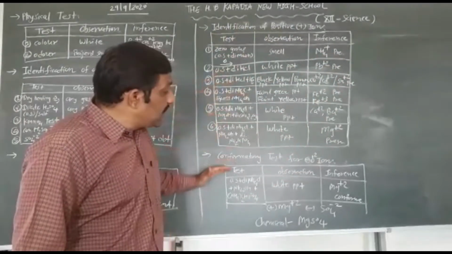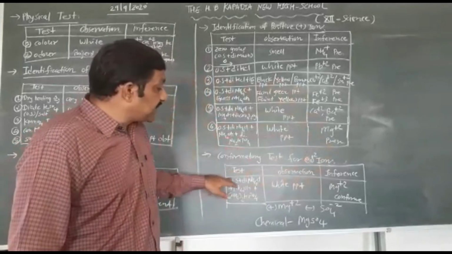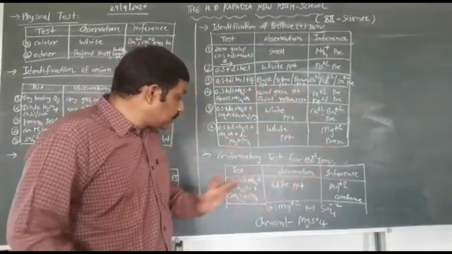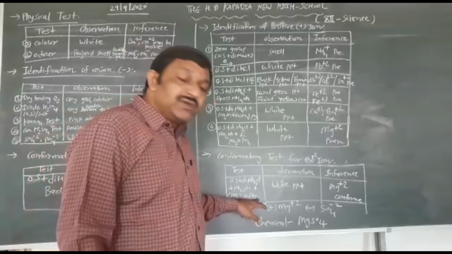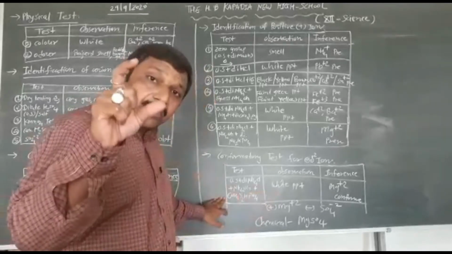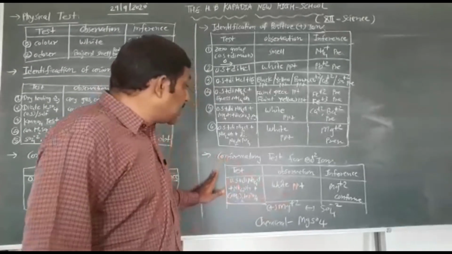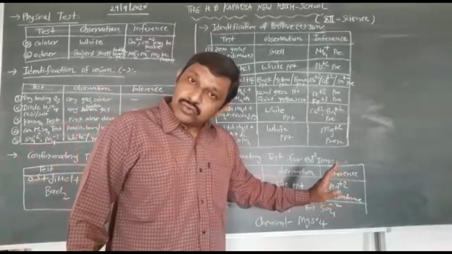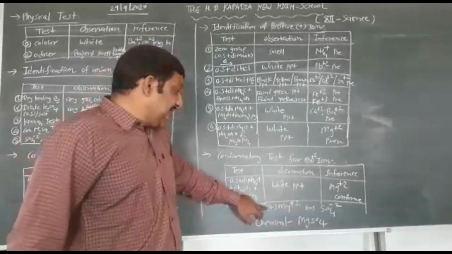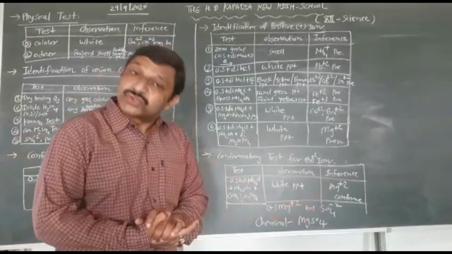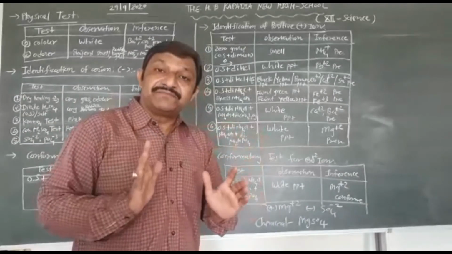Again you have to perform the confirmatory test for Mg2+. For that, original solution plus dilute NH4Cl plus NH4OH, plus ammonium hydrogen phosphate, (NH4)2HPO4. Then you will get white precipitates again. So here is your confirmatory test for Mg2+. Here your positive ion is Mg2+ and negative ion is SO4 2-, and your chemical is MgSO4, magnesium sulfate.